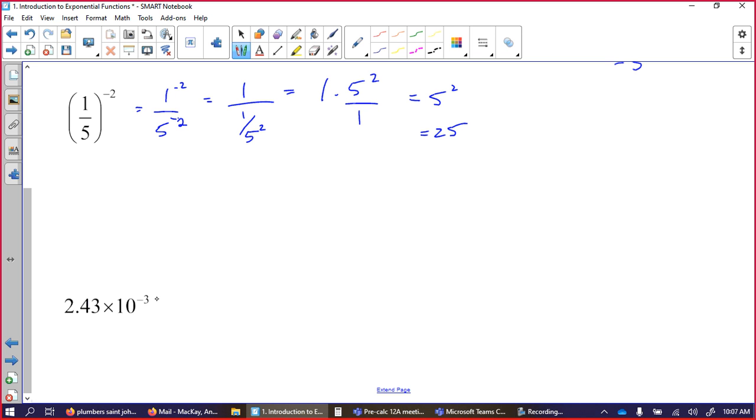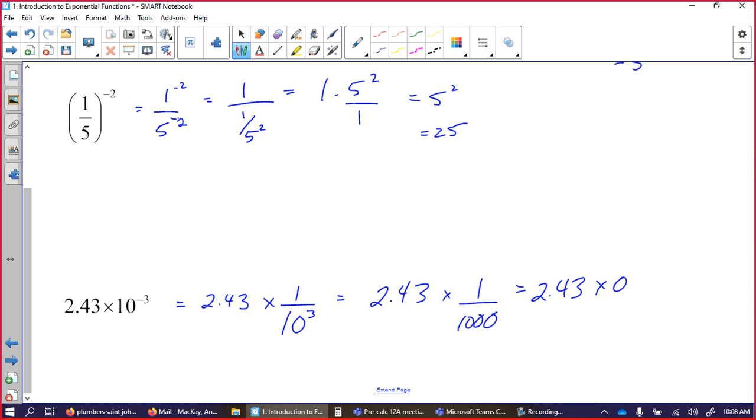Scientific notation, which you talk about in physics, a little bit in chemistry, and all of this. Well, 2.43 times 10 to the power of negative 3. That's 1 over 10 cubed. So this is 2.43. Well, 1 over 10 cubed is 1 over 1,000.